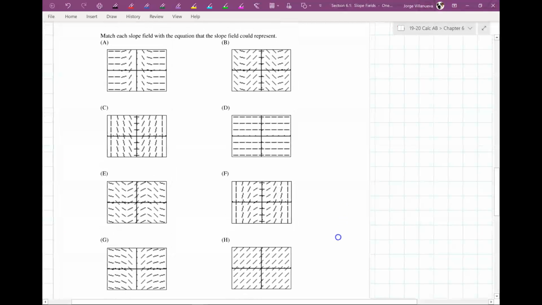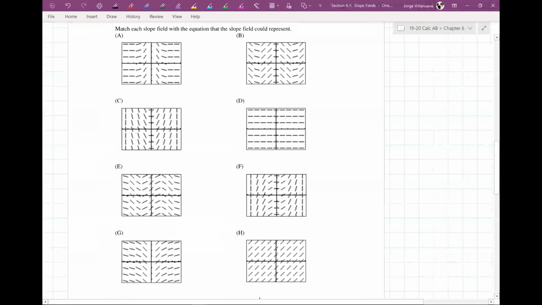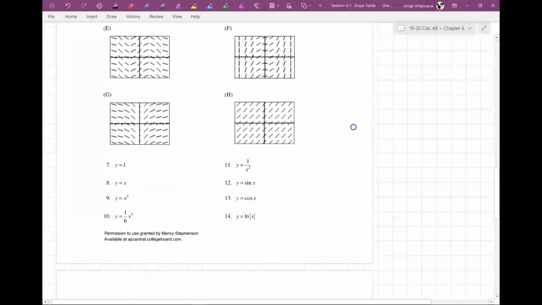Which one represents y equals 1? Which one? A. So y equals 1. What's the slope of y equals 1? 0, right? The derivative is 0. So which one has a bunch of zeros everywhere? D, right? That's how you do this.